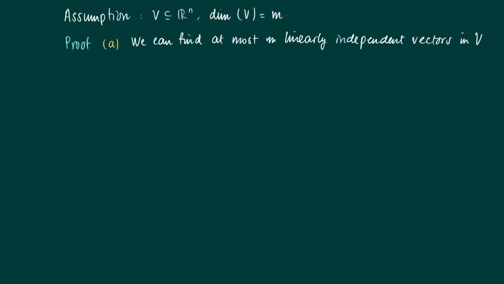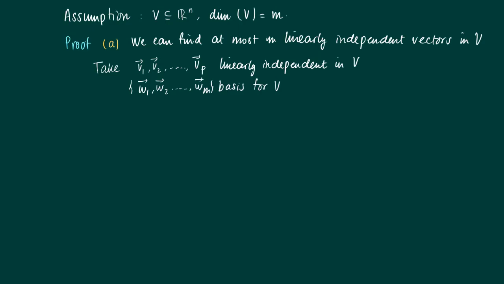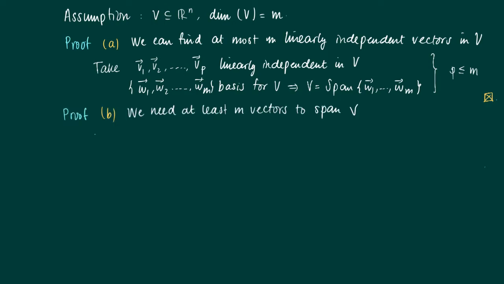Suppose that we have at most m linearly independent vectors in V and that the dimension of V is m. Then suppose we have p linearly independent vectors in V. We can take a basis with m elements because the dimension is m. So at least V is a span of these vectors. So we know that we need at least as many vectors that we can choose independently. So p is smaller than or equal to m.